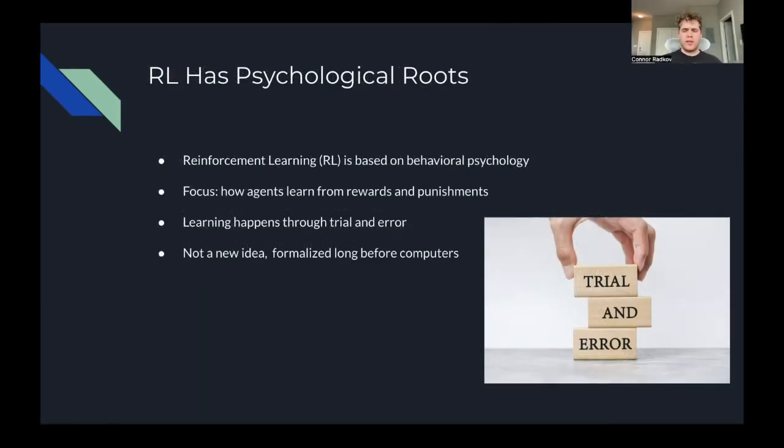So, the first thing that I wanted to touch on in this section is that reinforcement learning has a lot of roots in psychology, specifically behavioral psychology. The main focus here is that agents in reinforcement learning learn from both rewards and punishment. And this learning happens through trial and error. When an agent does something good, it gets a reward. But when it doesn't complete the goal that it's assigned to, it receives a punishment. And this trial and error process is how they learn. But this is not really a new idea. It was formalized long before computers, like I said, in psychology.